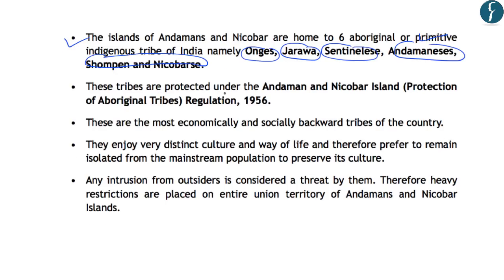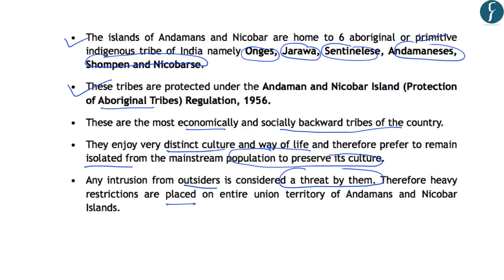Now these tribes are protected under the Andaman and Nicobar Islands Protection of Aboriginal Tribes Regulation 1956. And these are the most economically and socially backward tribes of the country. Further, they enjoy a distinct culture and way of life, and therefore they prefer to remain isolated from the mainstream population to preserve their culture. Further, any intrusion from the outsiders is considered as a threat by them, and this is the reason why heavy restrictions are placed on the entire Union Territory of Andaman and Nicobar Islands. So the reasons for imposing restrictions on access to the foreigners or the tourists in the restricted areas are important for us.